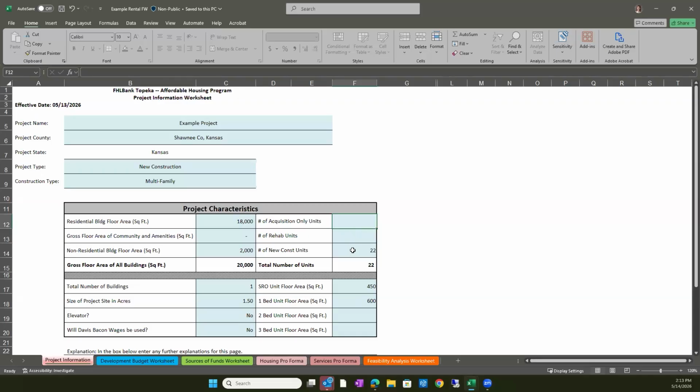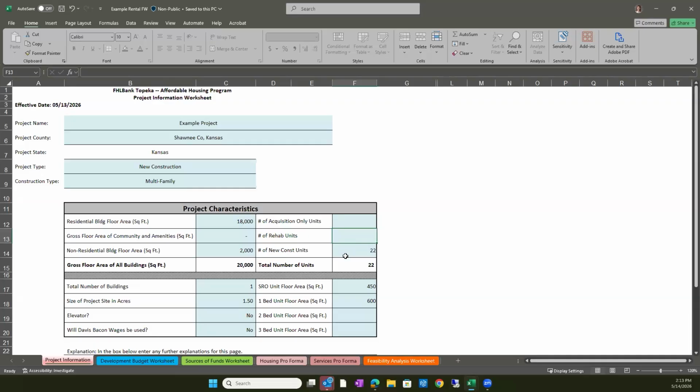If you have units that are being acquired and then rehabilitated, they should only be included in the rehabilitation line. The acquisition line is for acquisition only. So if you are acquiring them and you are not doing any rehabilitation to them, they would go in acquisition only. If they are being acquired and rehabilitated, it'd go in rehab. Or if they're just being rehabilitated straight out, of course, that would be rehab as well. And then new construction as our third category.